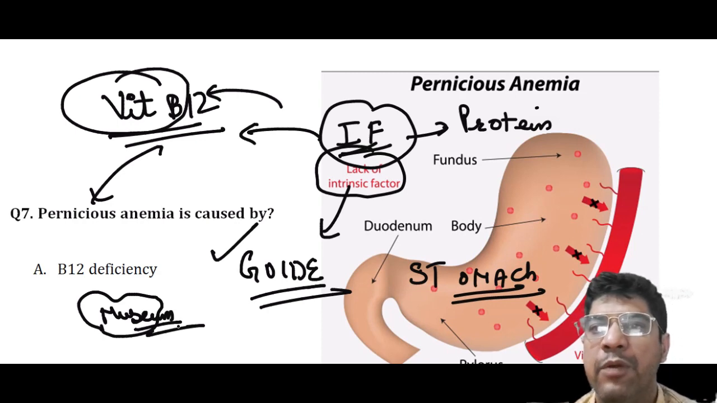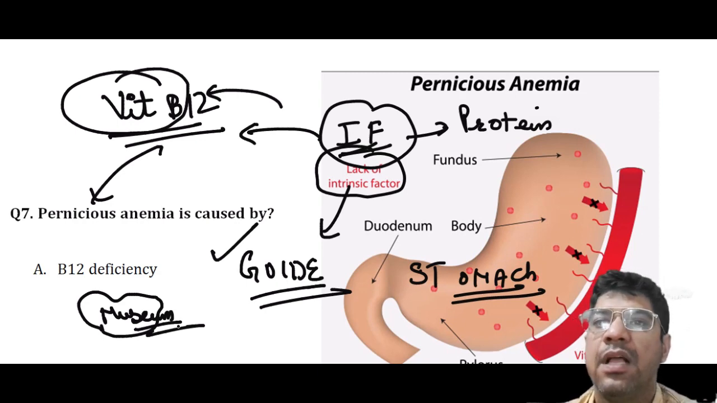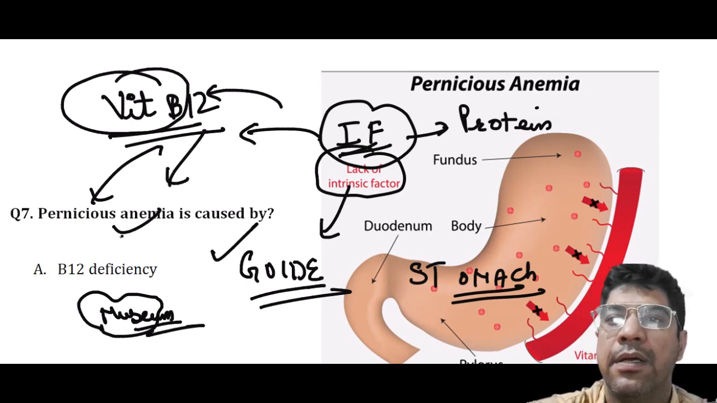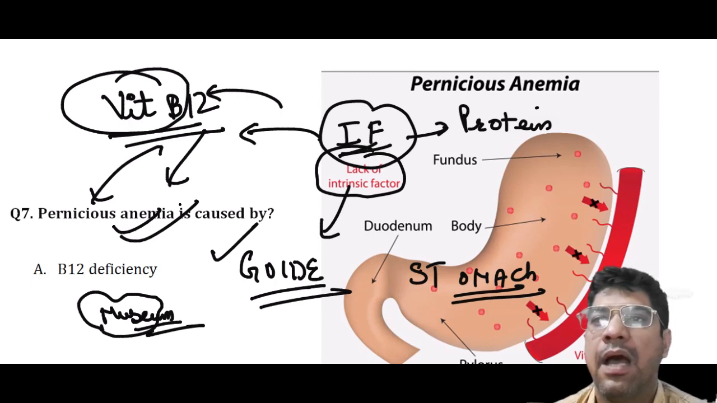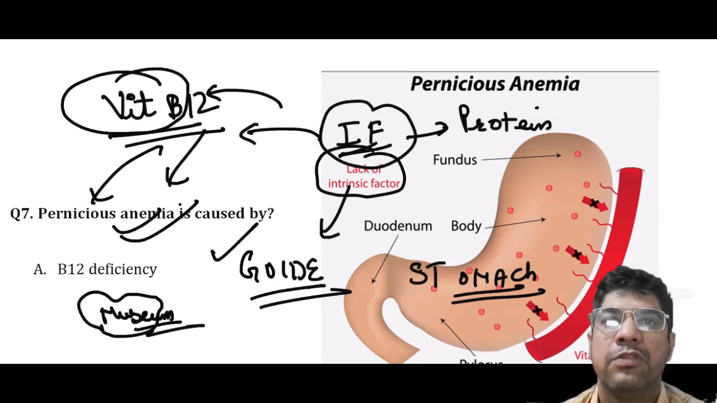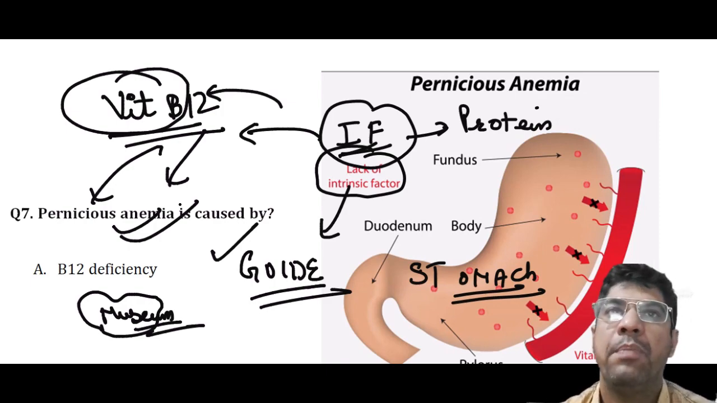Without enough B12, your body will not make enough RBCs. This shortage of red blood cells leads to the condition known as pernicious anemia. Anemia means that you have fewer oxygen carrying red blood cells in your body, and that can lead to symptoms like fatigue and weakness. So hope the answer is clear.